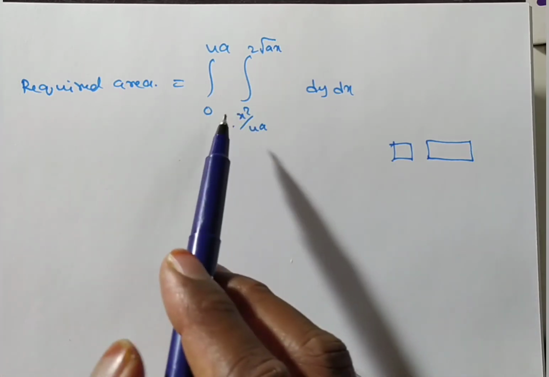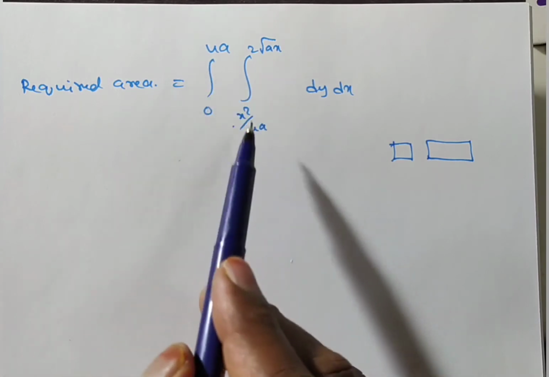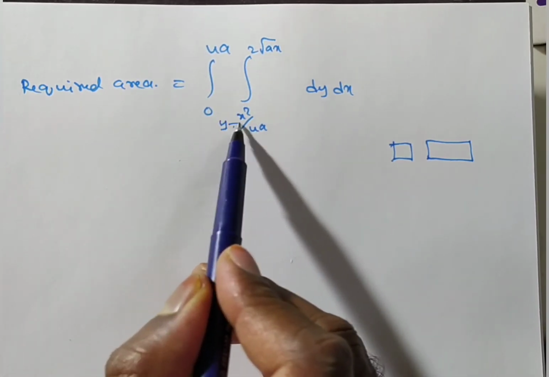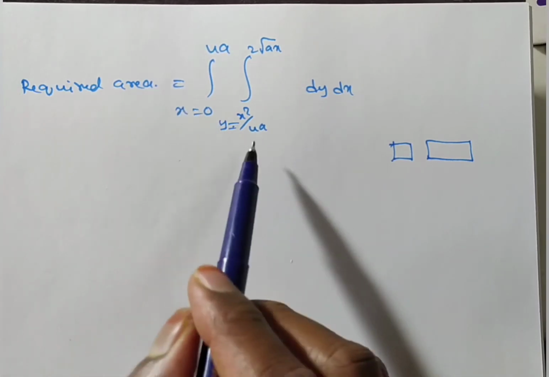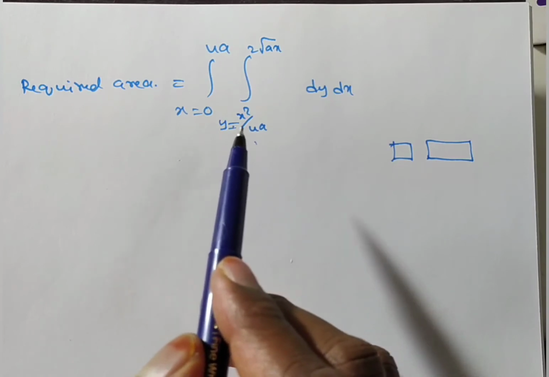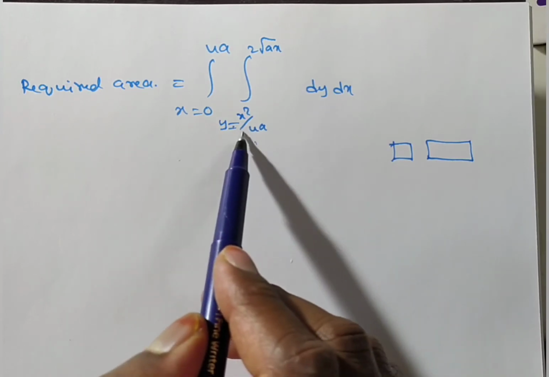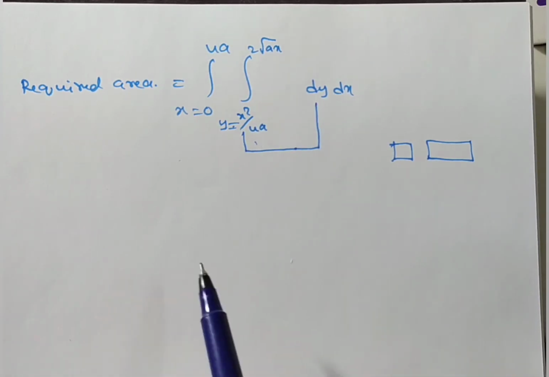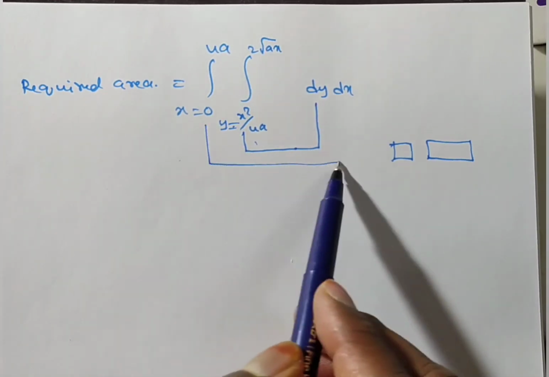But in this case here, one limit is 0 to 4a, another one is a function of x. Which is a function of x? Y is a function of x, and this is the x limit. So one function y is dependent on x. So first we have to integrate with respect to the dependent variable. What is the dependent variable we have? Y. So first I am integrating with respect to y. That's it. Later we have to integrate with respect to x.